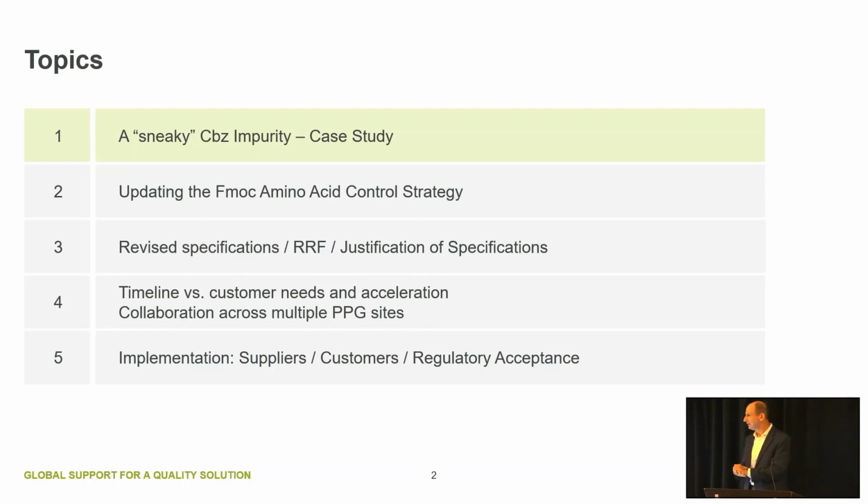And to the question about where do we start controlling things, we definitely have to start at the Fmoc amino acids because they make their way into our product. Then I'll talk a little bit about just the general concept of control strategy for Fmoc amino acids, what we at Polypeptide have been doing to revise our specifications and update them.